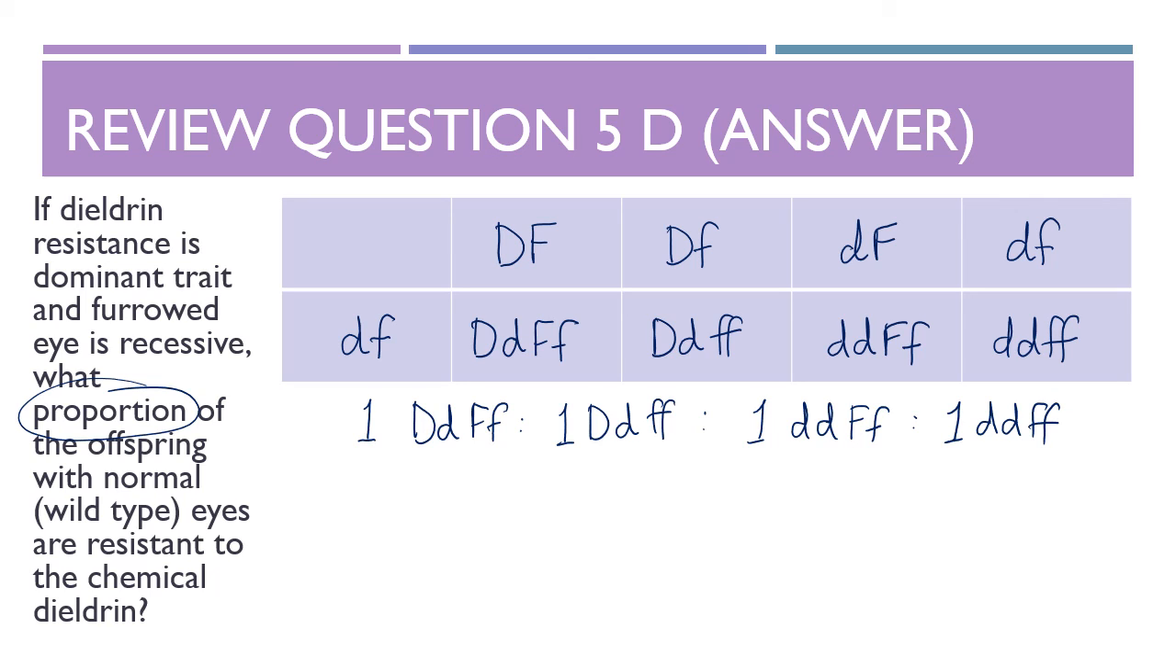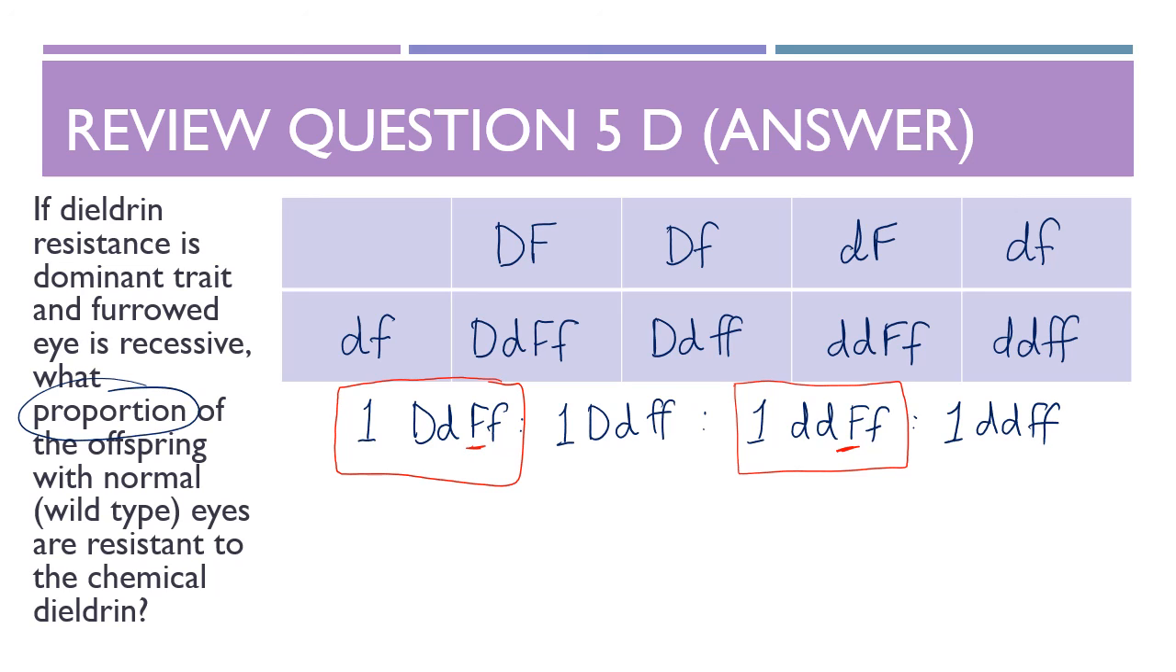But this question's asked me particularly about a specific trait. So what proportion of the offspring with normal eyes? So I'm only looking at those with normal eyes. So remembering that normal eyes is dominant to furrowed eyes. So I'm looking for a capital F. So I'm looking at this one over here. I've got normal eyes. And this one here, I've got normal eyes. Because of that dominant capital F.